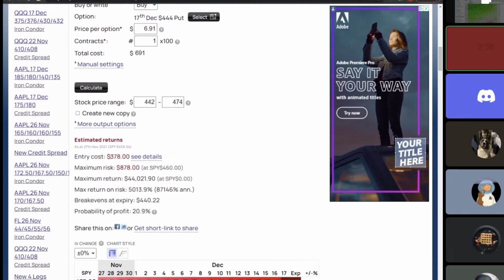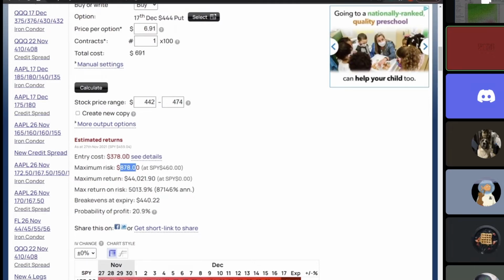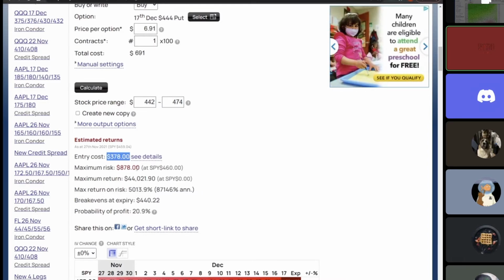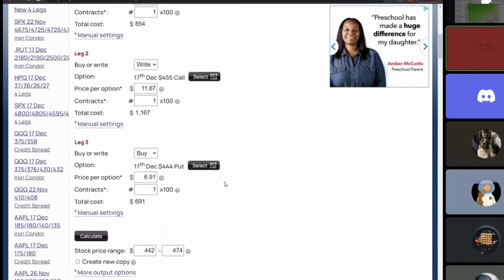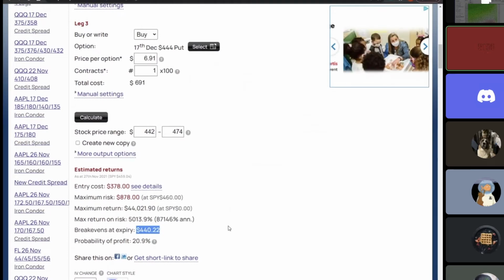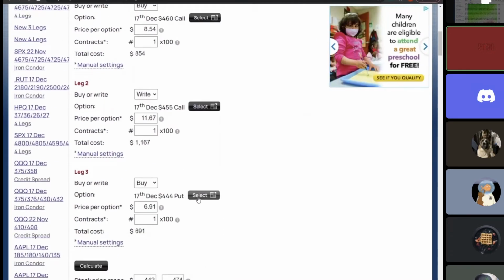Okay, look at that. So now we're risking what? We're risking 878. That's more than we wanted to, right? We have 378 as our entry cost, but we're risking 878. We have a 20% probability, and it needs to get to 440 to break even, right? So it's probably not the better of the two that you can get, so you're really going to have to go out of the money for that risk.